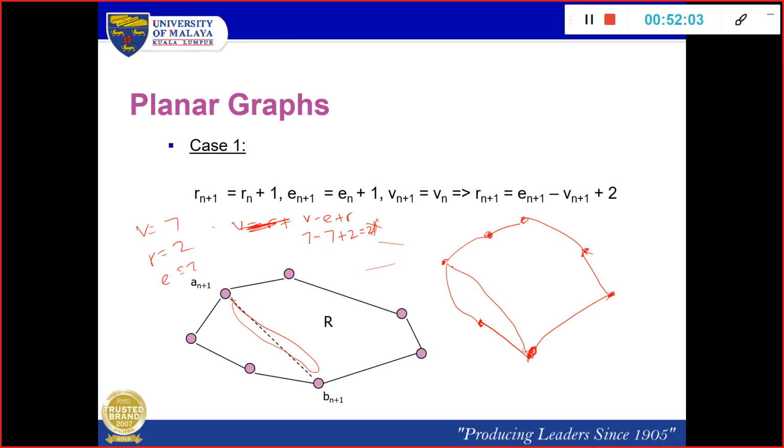Let's say Rn plus 1, you put 1 edge here, so in that region, from this one only R1 and R2. So now you have R1, R2, and R3 regions. En plus 1, Hn plus 1. So the edges before this were 1, 2, 3, 4, 5, 6, 7. Now because you have another edge here, you have 8 edges. So regions equal to 3, edges equal to 8. And then how many vertices? The vertices remain the same.